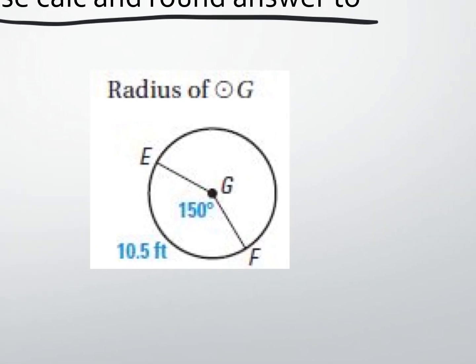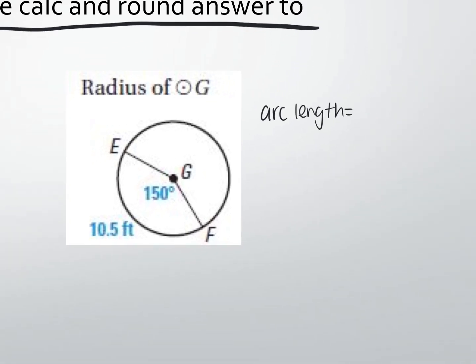So let's go ahead and try to find the radius of the circle G. Do we know the circumference right now? No. What were we given in this example? We were given an arc length. So let's use the arc length formula. The arc length formula says that arc length is equal to the measure of the arc, which in our case is going to be EF, divided by what? 360. And we multiply that by the circumference.